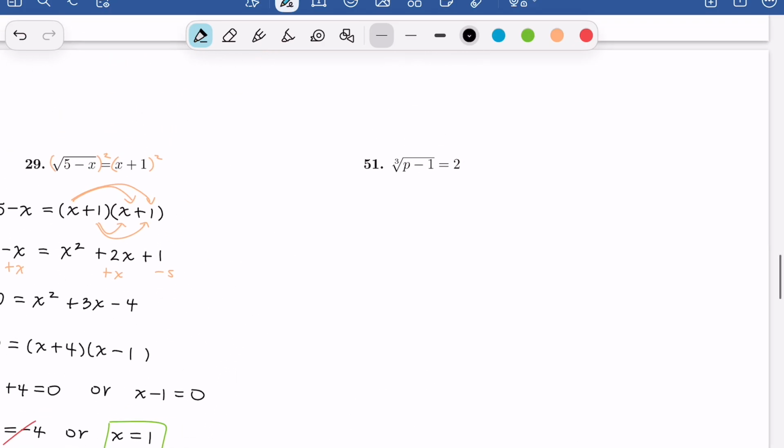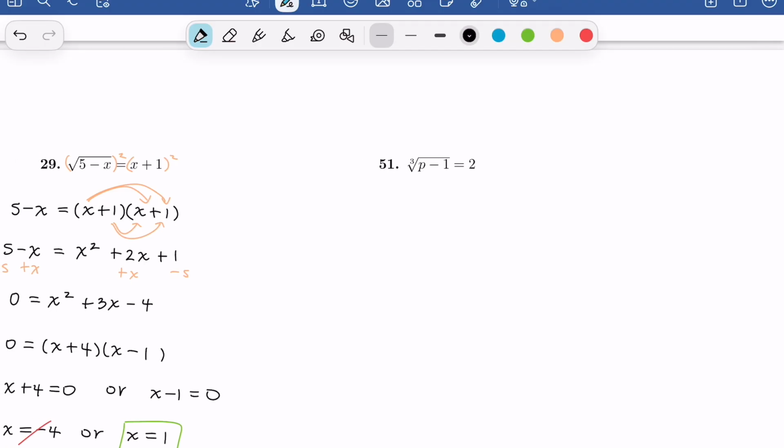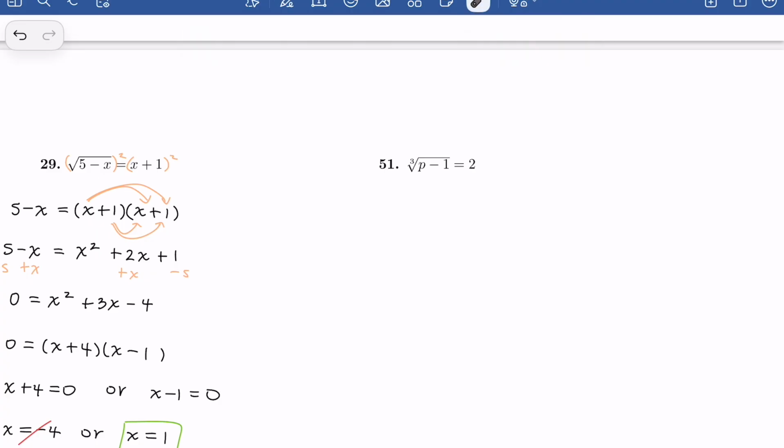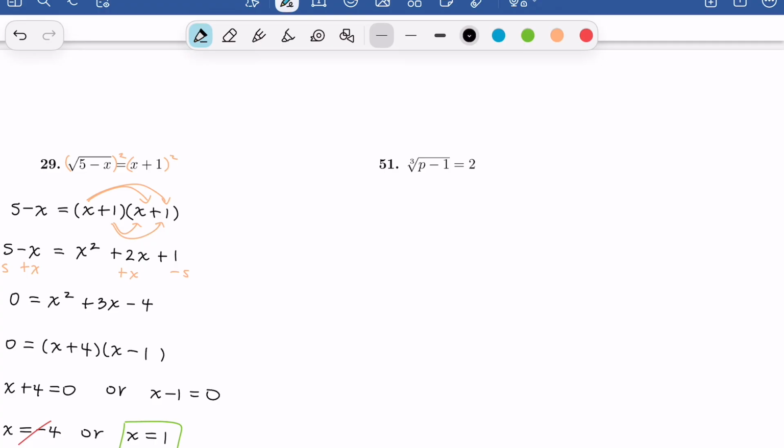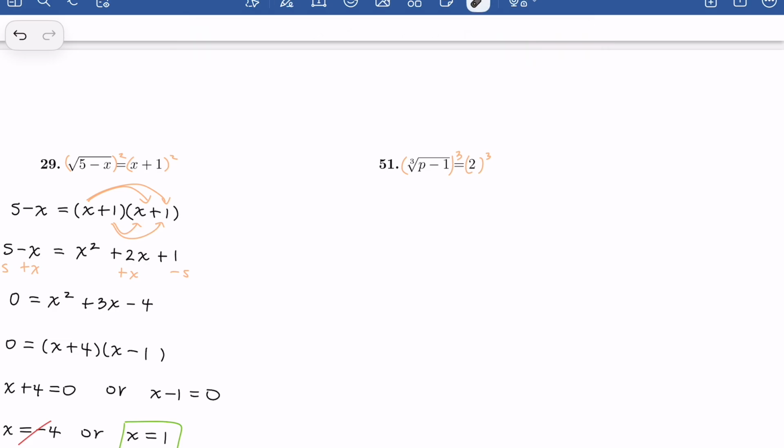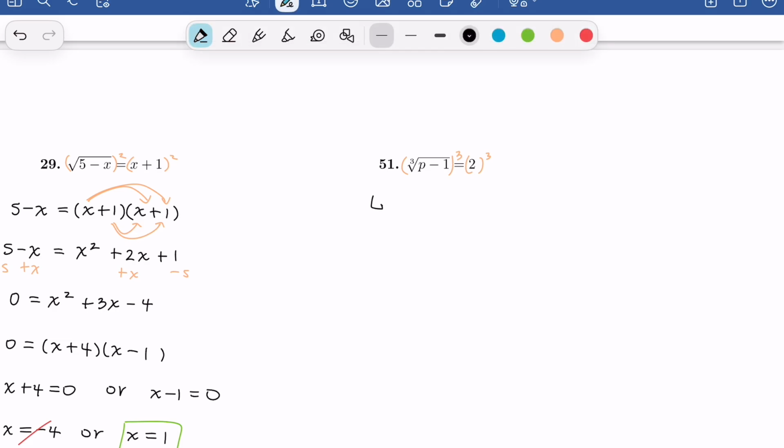All right, let's look at this last one in section 7.6 here. In this case, we're dealing with a cube root. So notice we already have that our radical is isolated on one side of our equation. So again, that first step is taken care of. What we want to do next is apply the power rule. Since I have a cube root here, I'm actually going to cube both sides of my equation. Doing so, I'm going to undo the cube root, and I'm just going to be left with the radicand, so p minus 1, and on the right-hand side, I'm going to get 8.